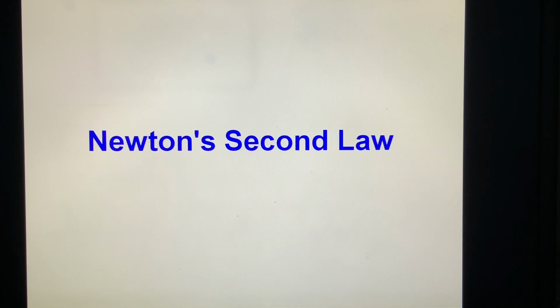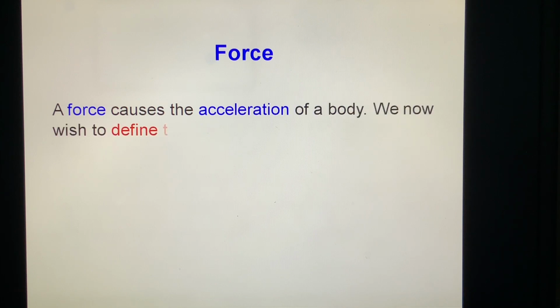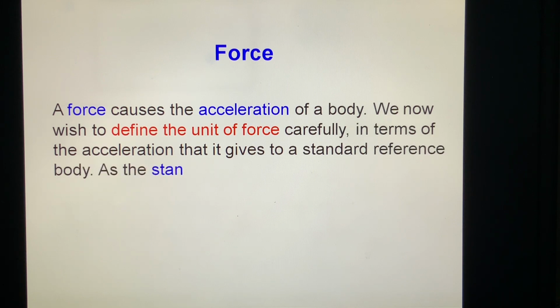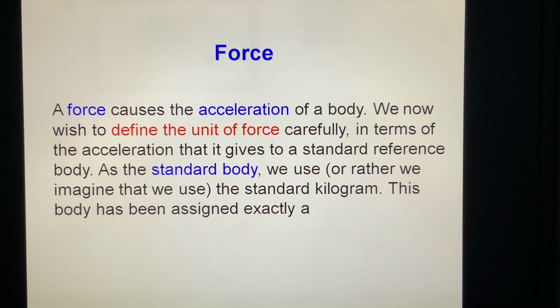Newton's second law. First, a force causes the acceleration of a body. We now wish to define the unit of force carefully in terms of the acceleration that it gives to a standard reference body. As a standard body, we use, or rather we imagine that we use, the standard kilogram. This body has been assigned exactly a mass of 1.0 kilogram.